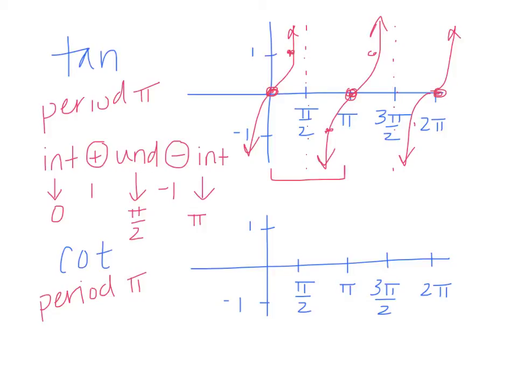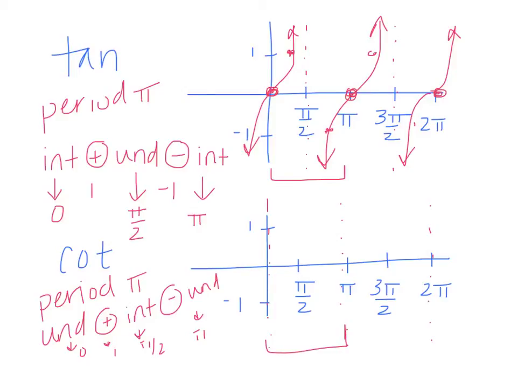Cotangent, we take the reciprocal of all those points. So this first intercept becomes undefined at 0. The positive remains positive at 1. The undefined becomes an intercept at pi halves. The negative remains a negative, and the last intercept becomes undefined at pi. So now we have an asymptote at 0, an asymptote at pi, an asymptote at 2 pi. Again, 0 to pi is one cycle, and then it repeats. Your intercept is halfway between at the pi halves. You are positive on the left, negative on the right.